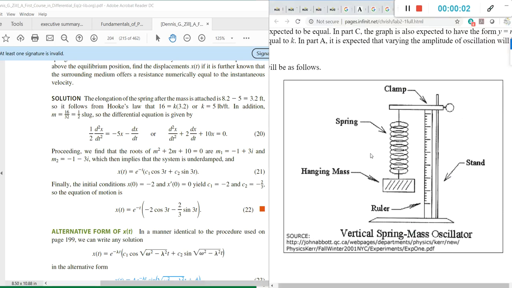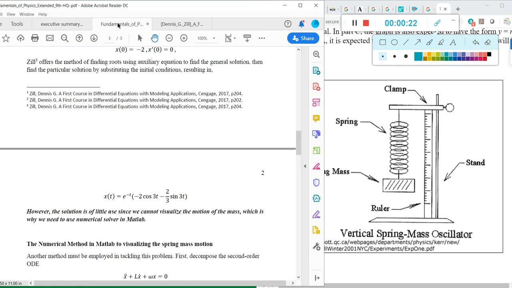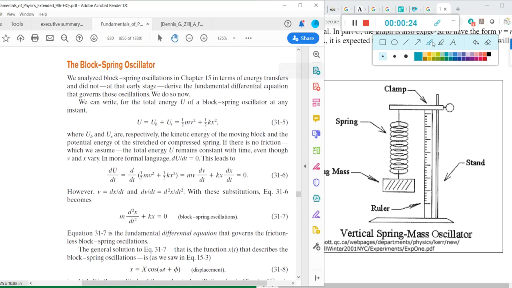Hello, I want to make a simulation of a spring mass oscillator with Matlab. So let's start with an ideal situation where there is no air resistance or friction. The energy of the spring and the mass are conserved. As you can see here, the energy U is only comprised of the kinetic energy of the block and the potential energy of the spring.